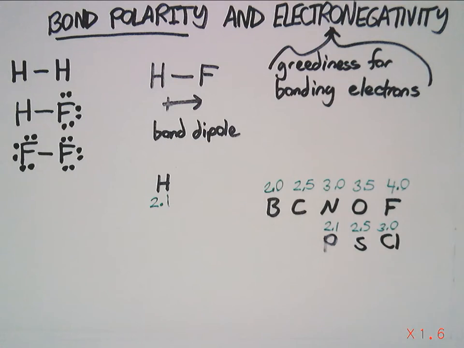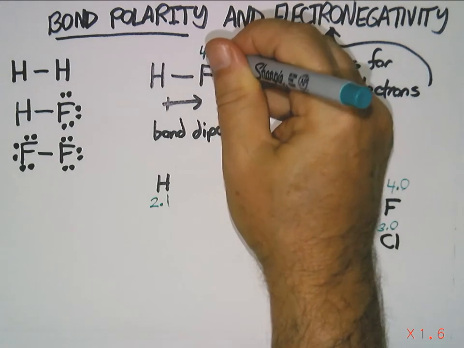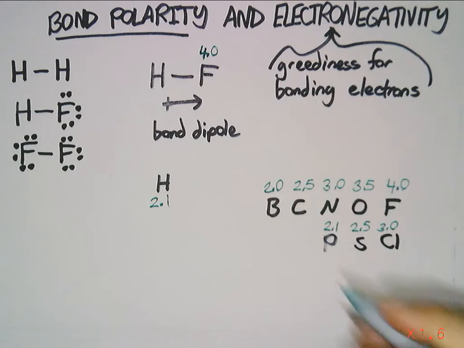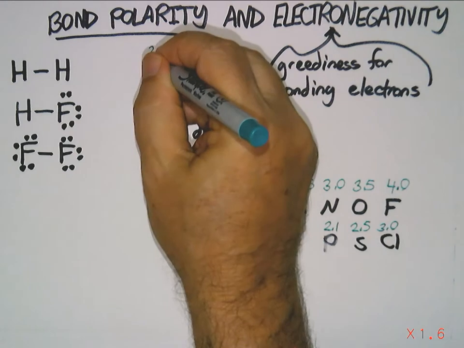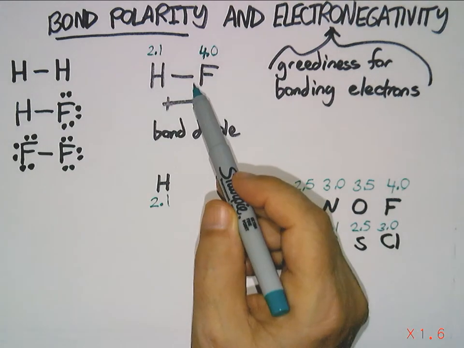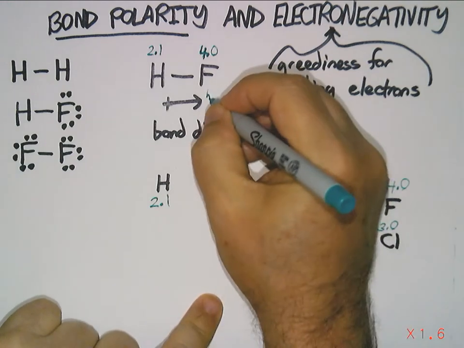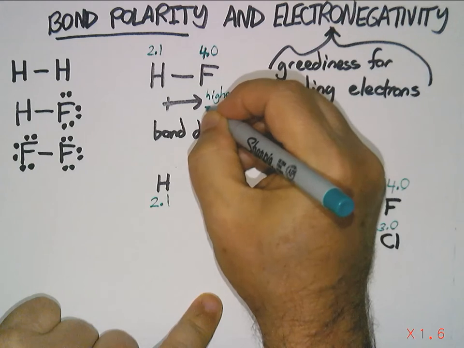What can we do with them? Let's look and see how they tell us that we've got the bond dipole here right. It's 4.0 for fluorine, and it's 2.1 for hydrogen. So the electronegativity difference is like 1.9, right? It's pretty big. That's a huge difference. And the one with the negative end is going to be the higher electronegativity atom.